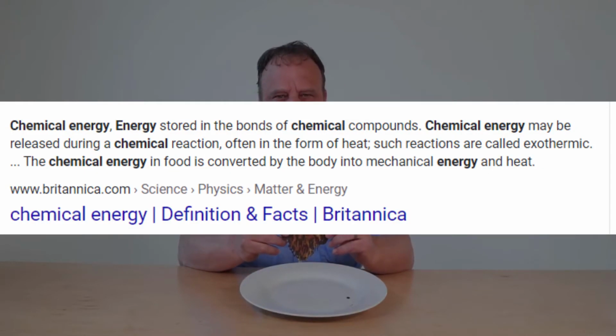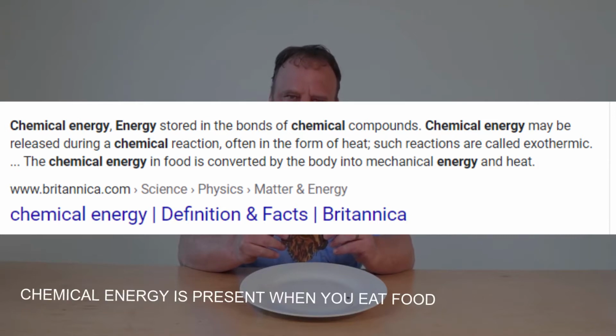The first energy I'll be going over is chemical energy. Chemical energy, or as defined by Google, energy stored in the bonds of chemical compounds. Chemical energy may be released during a chemical reaction, often in the form of heat.